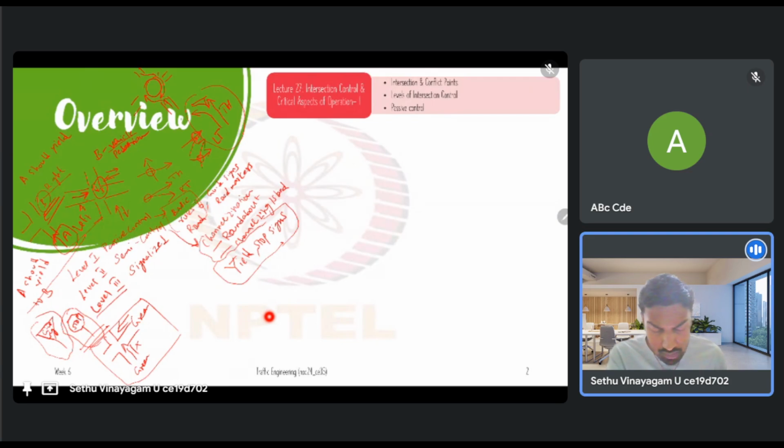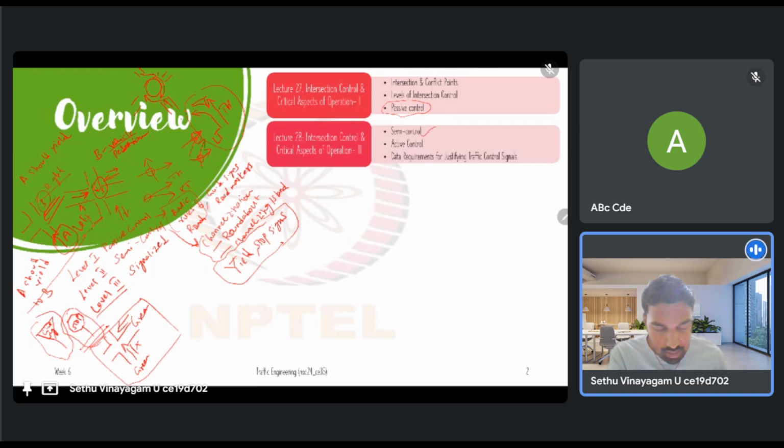Those are the different levels of intersection control, and then we looked into passive control in detail, where we discussed these right of way rules and everything. In the second lecture, we looked into semi control and active control, which we again discussed in detail. In active control, we can have different types of signals. We have basically two major types: one is the pre-timed signal, and the other is actuated.